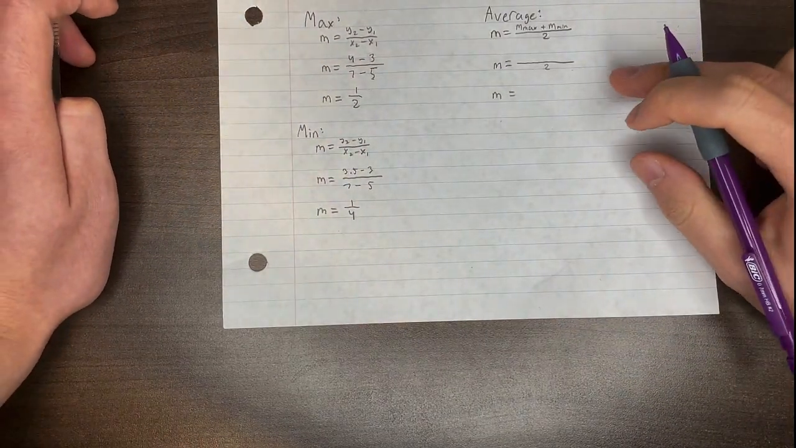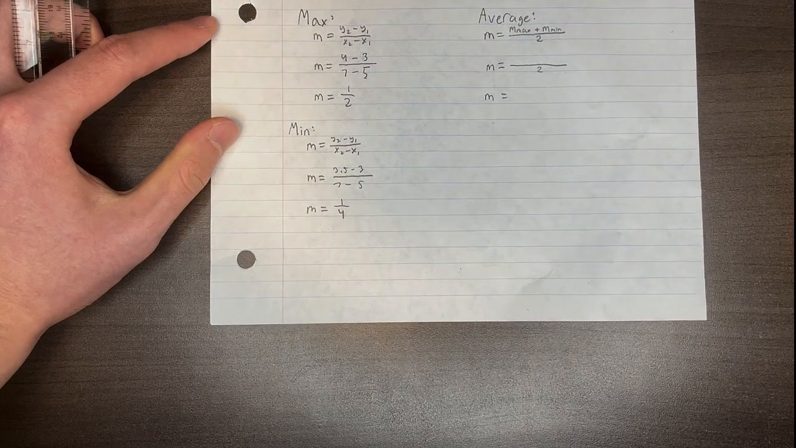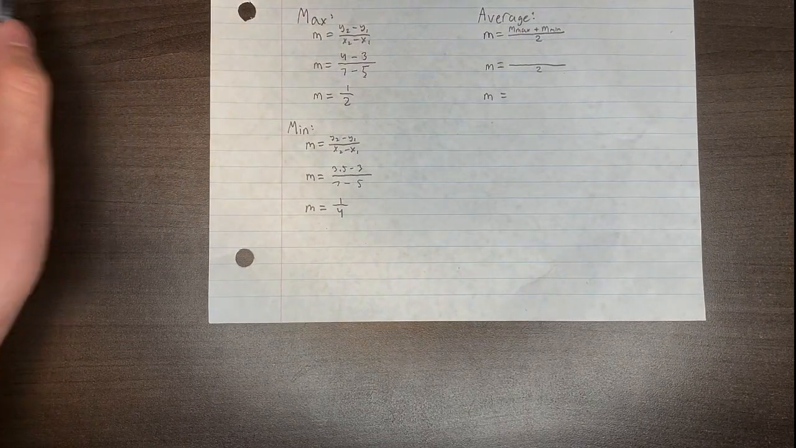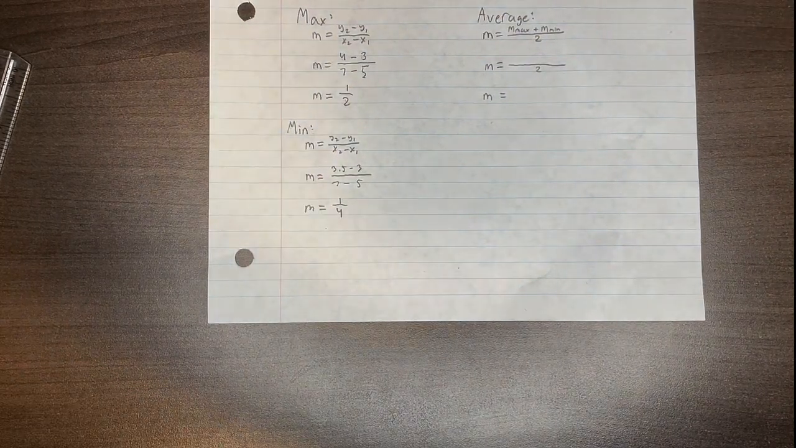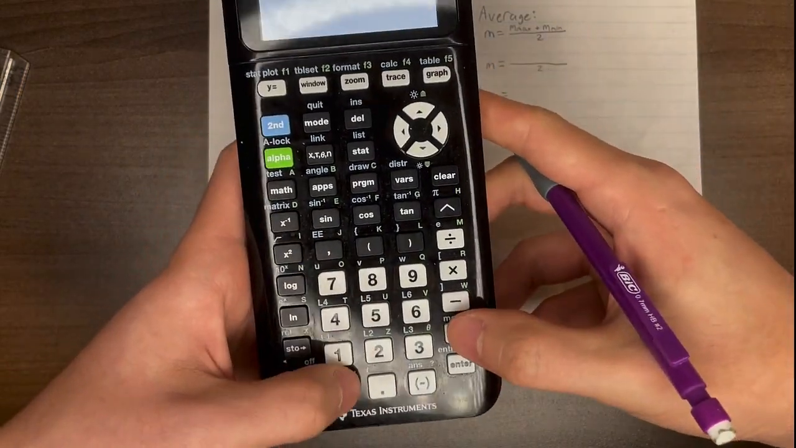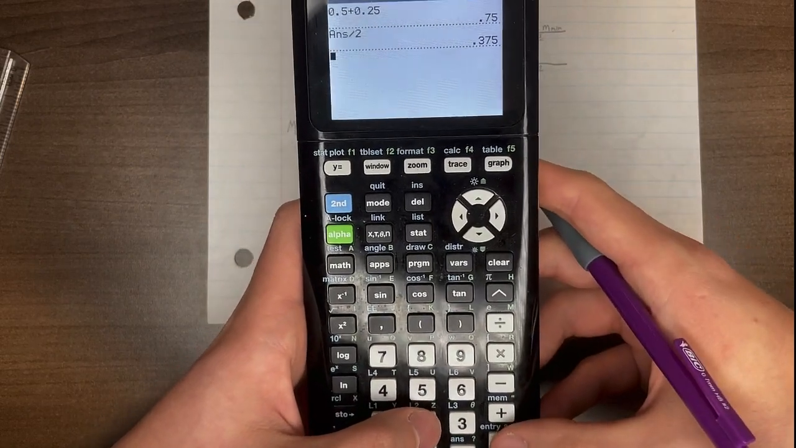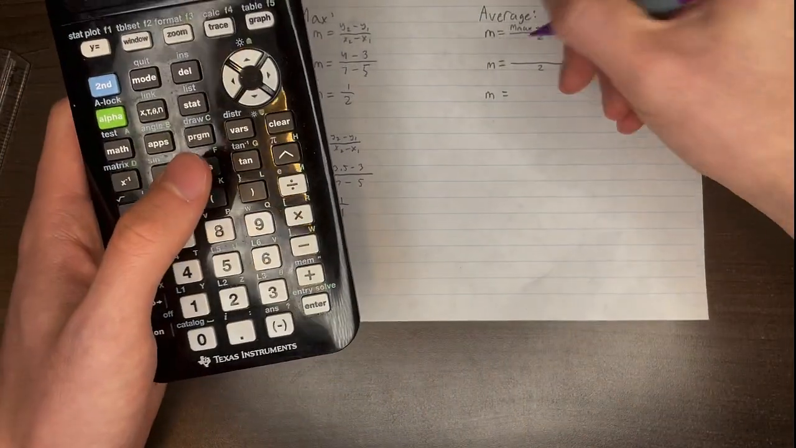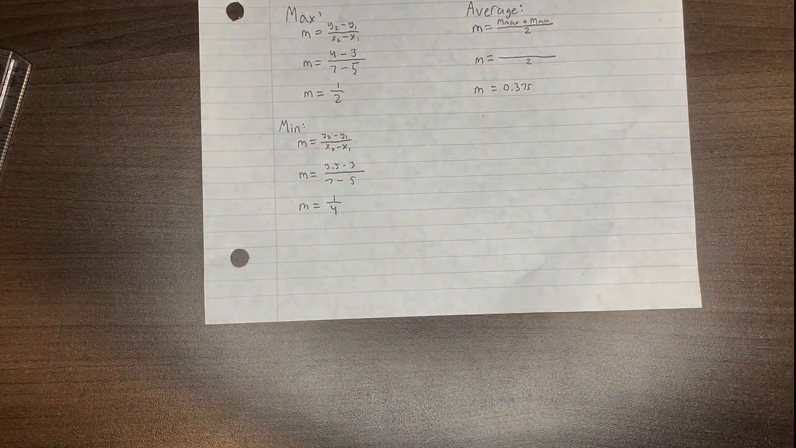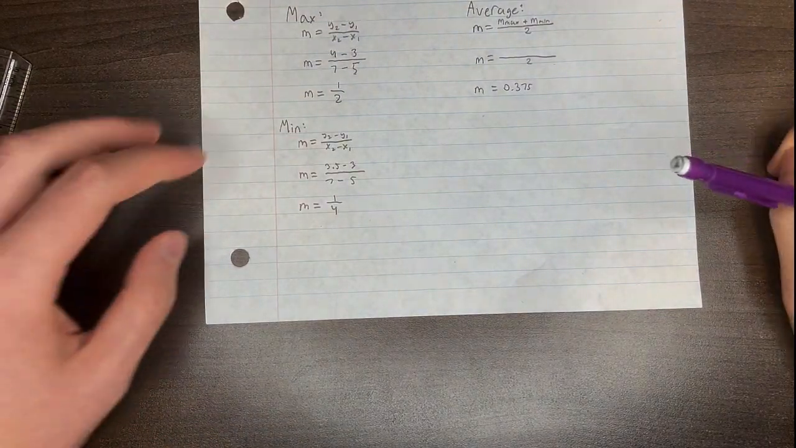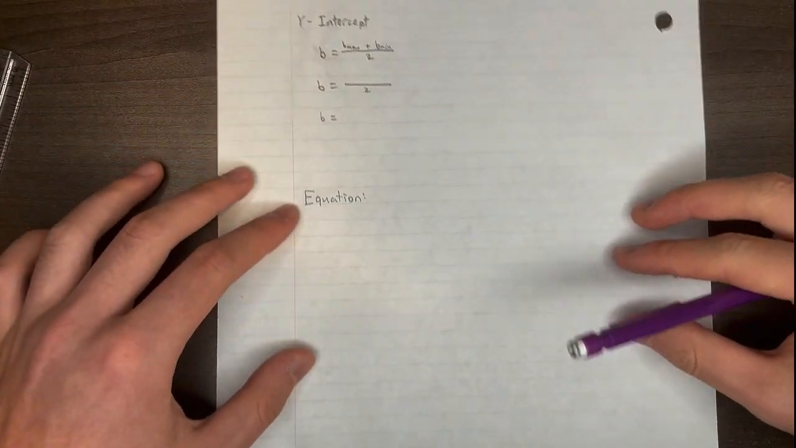Now, in order to find the average slope, we can simply average out these 2 values. So we take our max slope, we add it to our min slope, and we divide that result by 2. So I'm going to do this on a calculator. So let's say we have 0.5 plus 0.25, and we just divide that by 2, and we get a slope of 0.375. So now that we have found these two values, we can go and find our y-intercept, which is the final piece that we're missing.